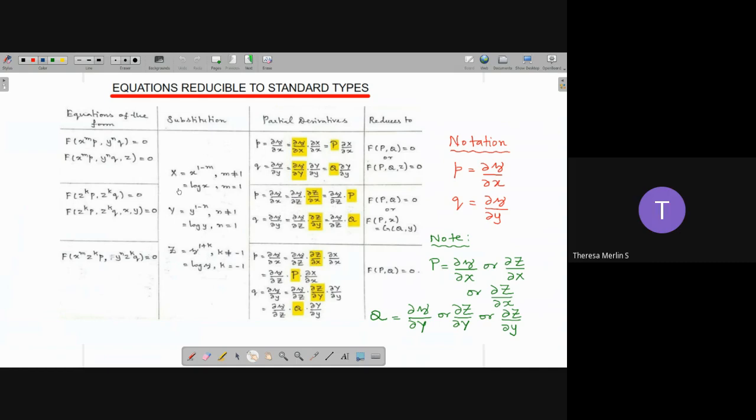capital X and capital Y, then you should use both. When I use X only, it means the first; Y only means the second; both X and Y means both of them. Next, if I use only Z, then P and Q both, because here also I divide and multiply by Z, and here also I divide and multiply by Z. So if I use only Z, you should use both P and Q.